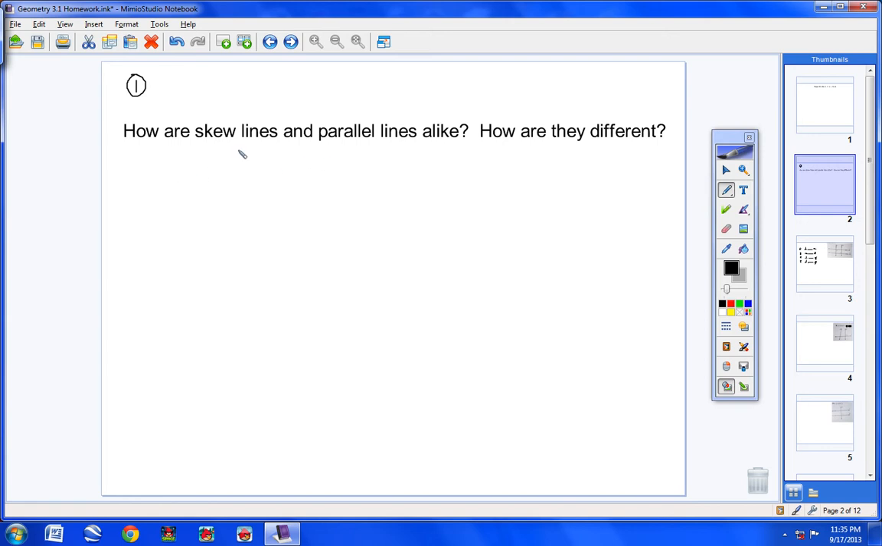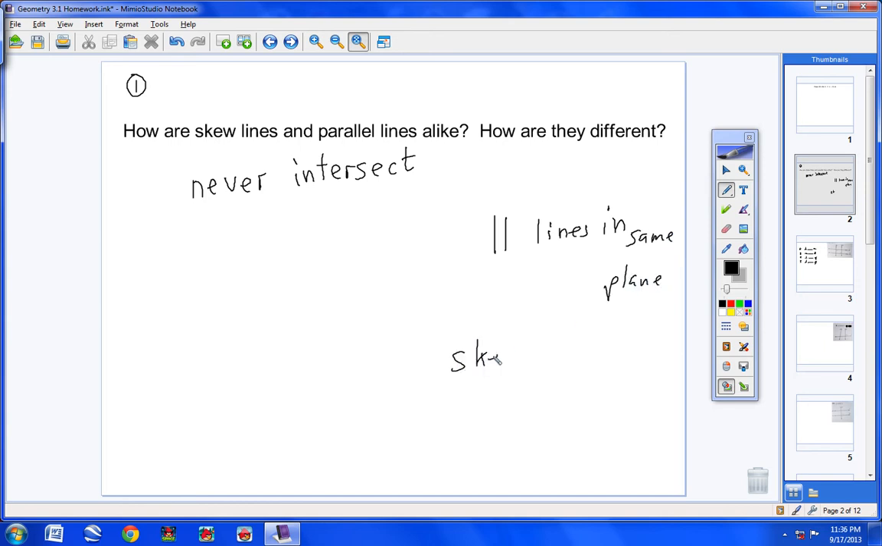They are alike because skew lines and parallel lines have one thing in common. They never intersect. Parallel lines will never intersect. Skew lines will never intersect. How are they different? Well, there's that symbolism I told you about. Parallel lines have to be in the same plane. Skew lines, and I don't know of any symbolism for that, have to be in different planes. Plain and simple. That's it.